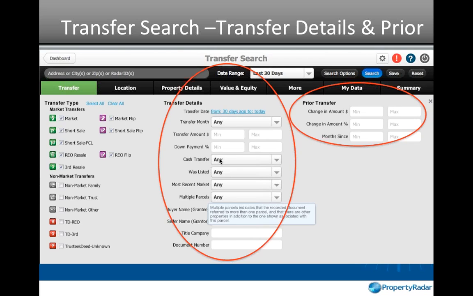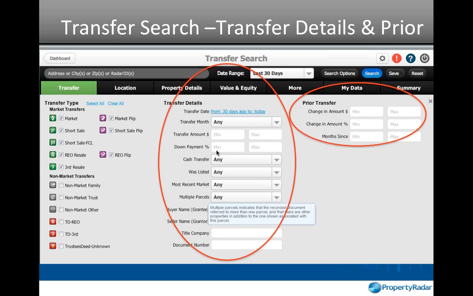Because if you're a first mortgage lender, you're going to want to make sure that loan's recorded in first position. And if it's not there, it's probably a cash transfer. Was listed. So if we have listing data on the property, we'll show it as was listed. You can also say was listed equals no and find those that weren't listed.